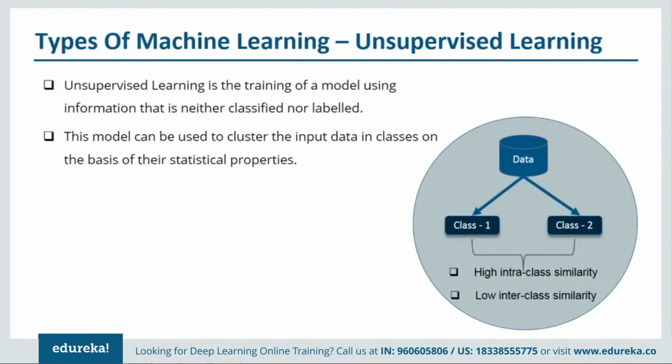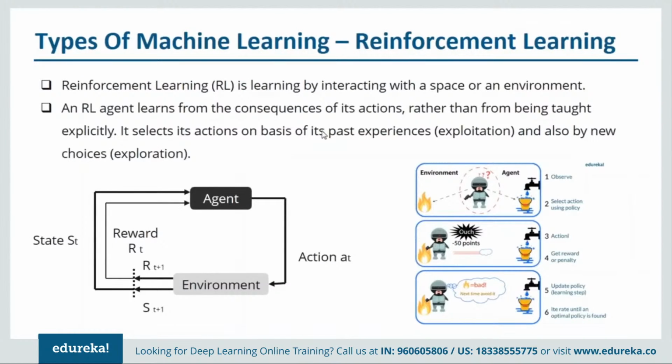Alright, so this brings us to our next type of machine learning, which is called reinforcement learning. Now this is reinforcement learning, guys. Now what happens in reinforcement learning? The machine learns by interacting with a space or an environment. So it learns with its experience, with its past experience, and also by new choice exploration.